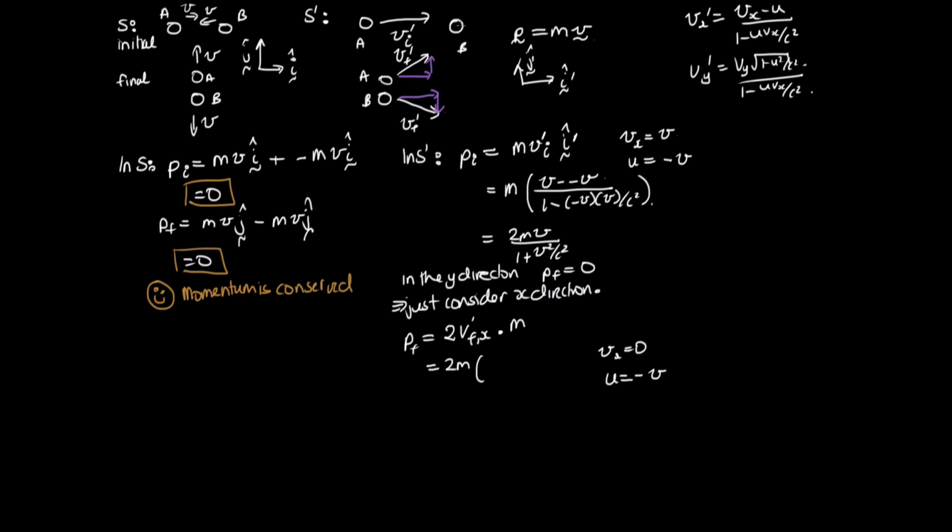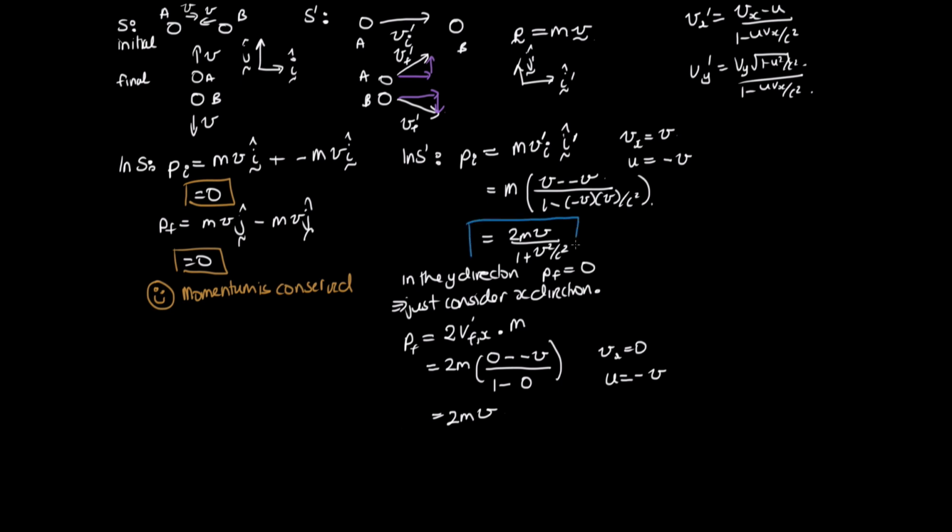The S prime frame is moving with the speed that ball B had initially. So we can substitute these into this equation here. So we have 0 minus v over 1 minus, now u, which is minus v times 0, so that's 0. So this is equal to 2m minus, that's plus, so this is 2mv divided by 1, so that's 2mv. But now we run into a little bit of a problem.